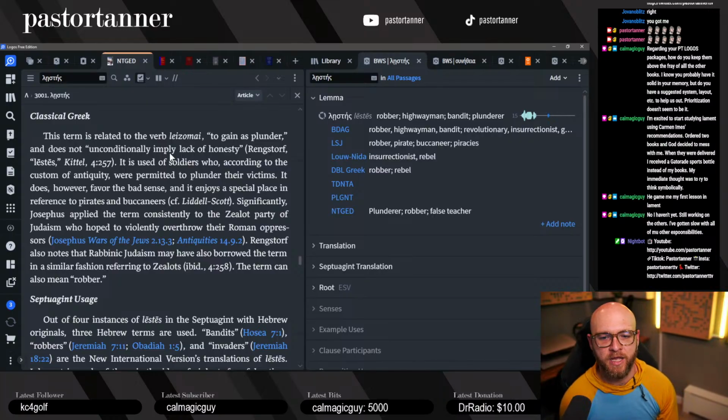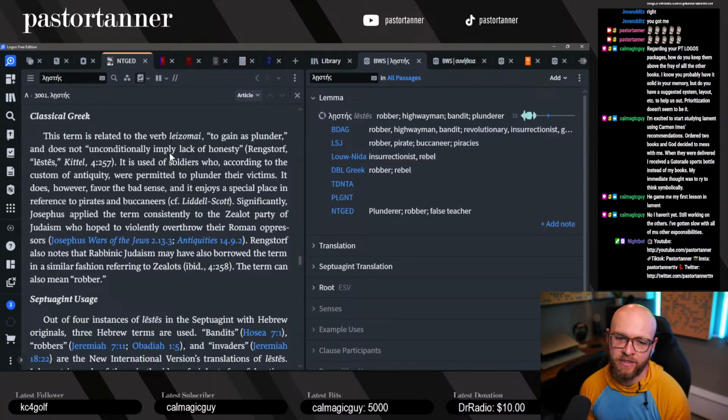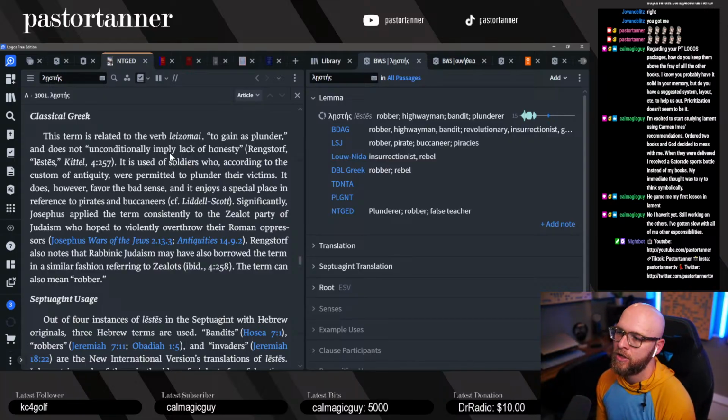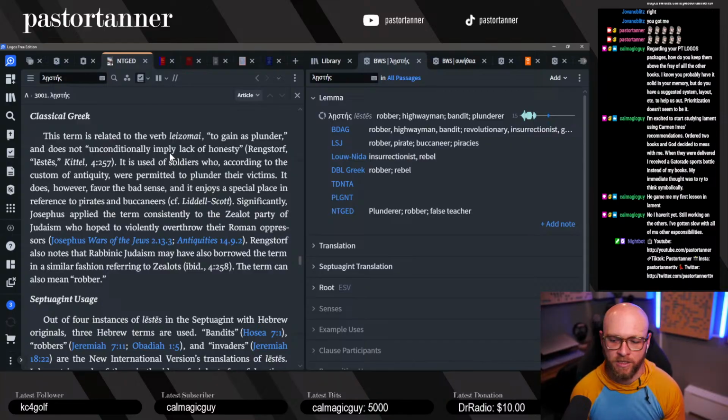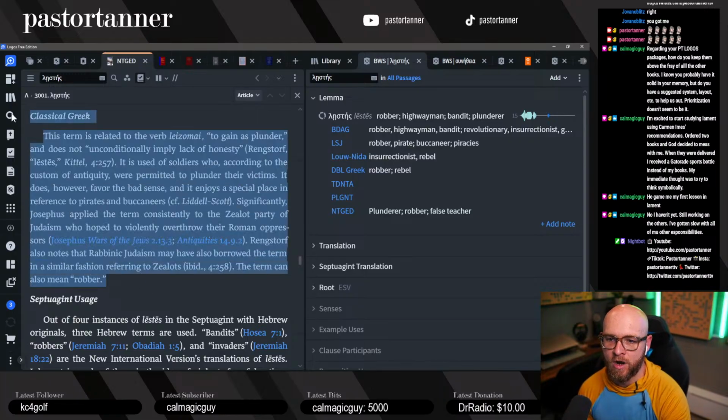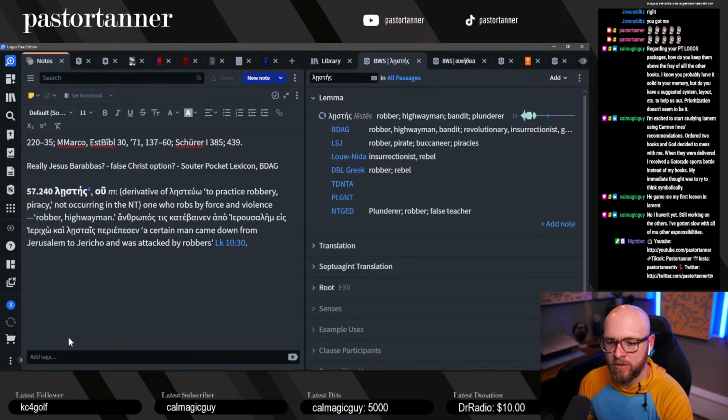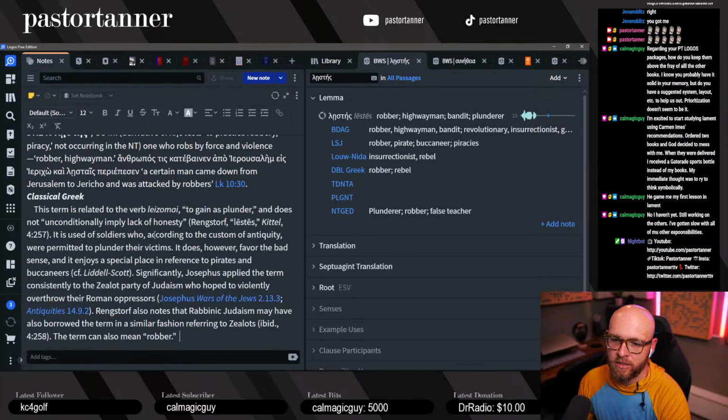Significantly, Josephus applied the term consistently to the zealot party of Judaism who hoped to violently overthrow their Roman oppressors. So there you go. That's how you get to the link of your Jewish freedom fighter, right? It's through Josephus. Rengstorff also notes that rabbinic Judaism may have borrowed the term in similar fashion, referring to the zealots. This term can also mean robber. Well, boom. Locked in. How valuable is that resource, y'all? I told you guys. Pulling that one out is excellent.